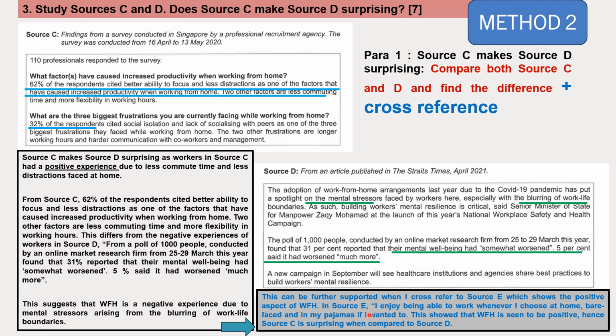So I need to cross-reference to another source that also shows surprising. And that is why I find source D very different from me. Take note of this. It is the same thing. You just have to cross-reference. It is surprising because source C is positive when I compare to source D. Source C is very positive, right? So I need to find another source that also supports source C in showing positive. That is why when I compare to source D, it is actually surprising.